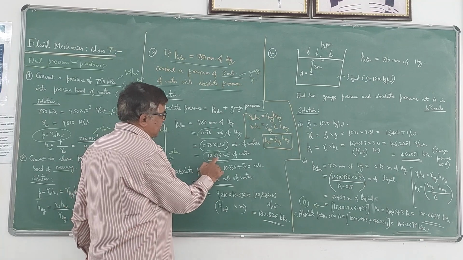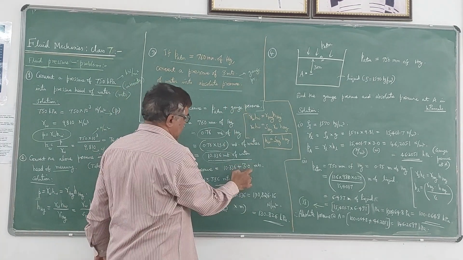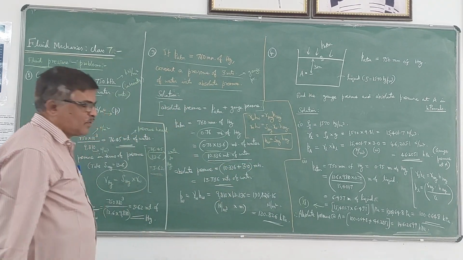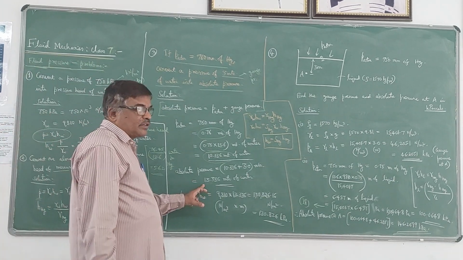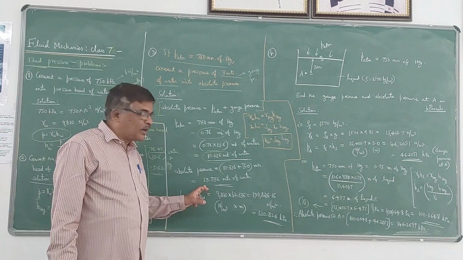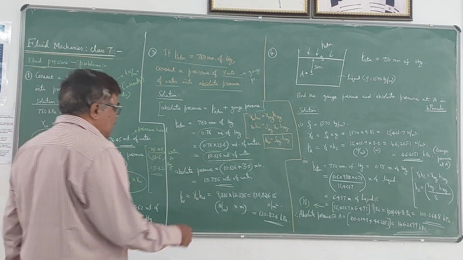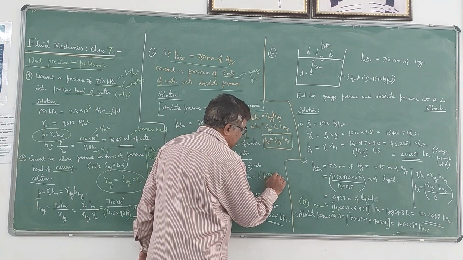Atmospheric pressure is 10.336 meters of water, plus the gauge pressure, which is given as 3 meters of water. If you add them, you get 13.336 meters of water as the absolute pressure. So 3 meters of water is the gauge pressure, and 13.336 meters of water is the absolute pressure. This is in terms of pressure head, so it is in meters of water.